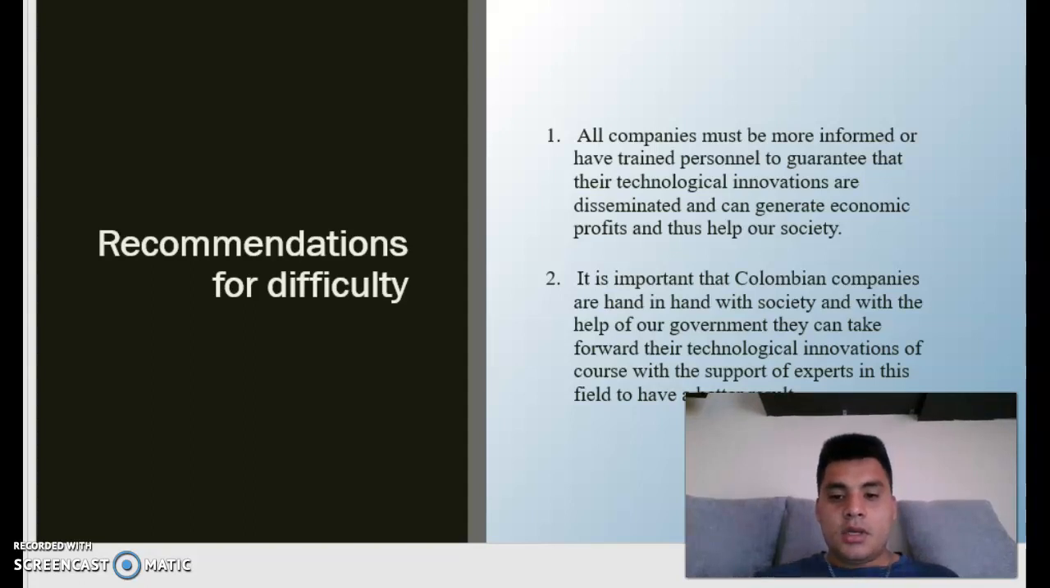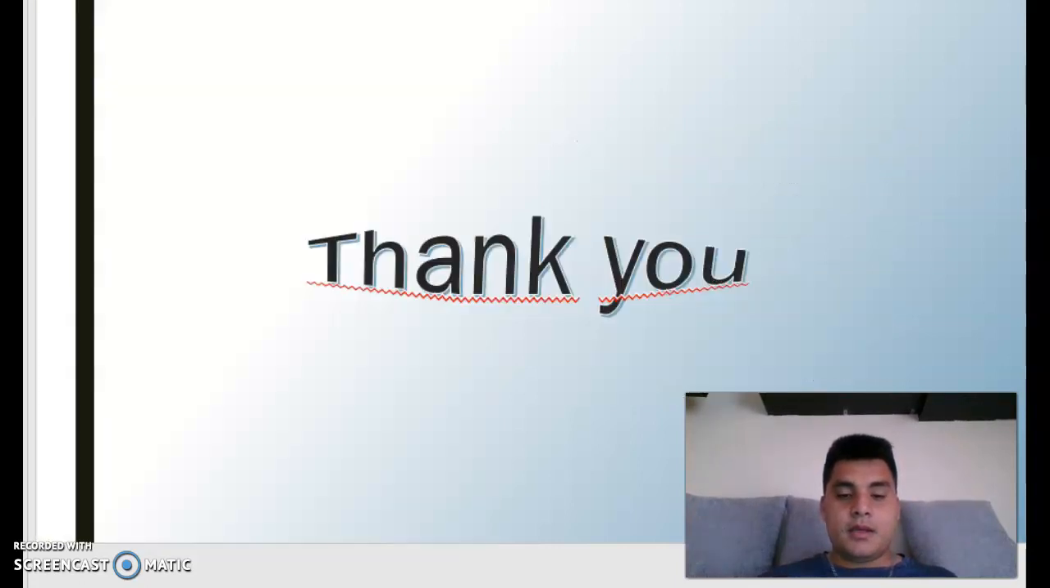And second, it is important that Colombian companies are engaged with society and with the help of our governmental institutions they can move forward in technology information, of course with the support of experts in the fields, to have better results. Thank you.